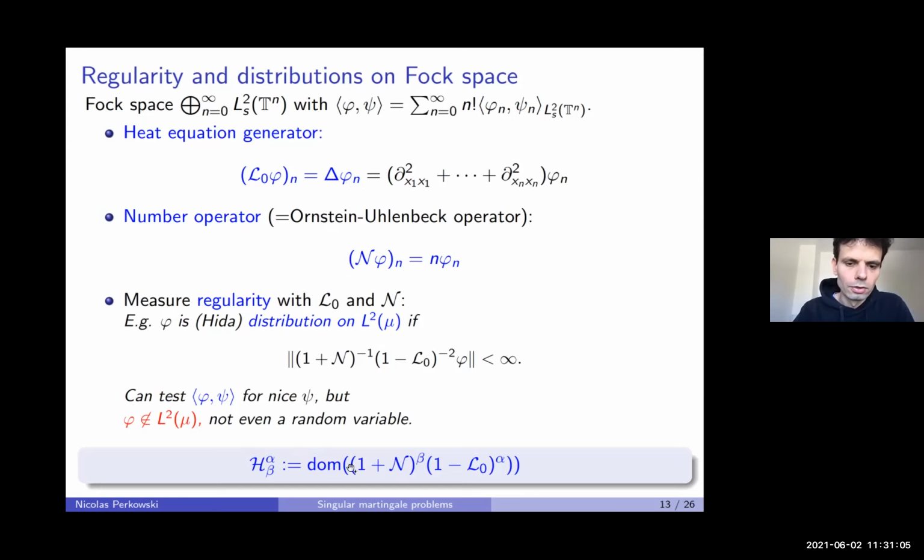So for example, H alpha beta would be the domain of (1 plus n) to the beta, (1 minus L0) to the alpha. The 1 minus is just to avoid problems with taking negative beta and alpha here. In principle, these operators have 0 eigenvalues, and then of course you cannot invert the operator. So by putting 1 minus the operator, we can make sure that we can really invert it. And if one of the two is negative, then the domain would in principle be all of L2, if both of them are negative, let's say. But then we don't mean that H alpha beta should just be L2; we take the closure of the domain with respect to the induced norm. So basically, these are all sequences of generalized functions such that the norm induced from this thing here is finite.